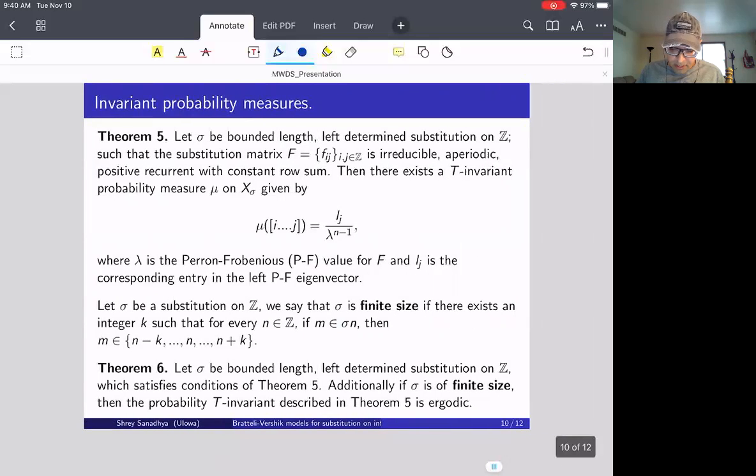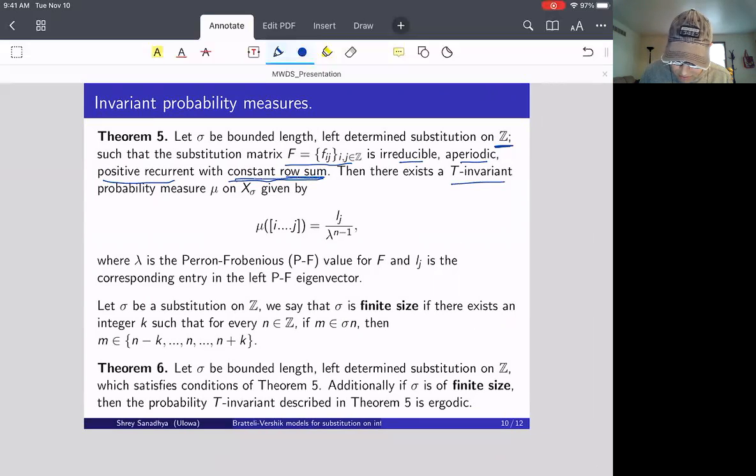And using this model, once we had this model, we used it to find expressions for invariant probability measures. So let me just read this theorem. If sigma is a bounded length left determined substitution on Z, and I'm writing it in terms of Z because it's easier to write this theorem. You can have it on any infinite alphabet, such that the substitution matrix is irreducible, aperiodic, positive recurrent, with constant row sum. It looks like I'm putting a lot of restrictions, but it's not. These are not very hard restrictions to find. Then there exists a T invariant probability measure.